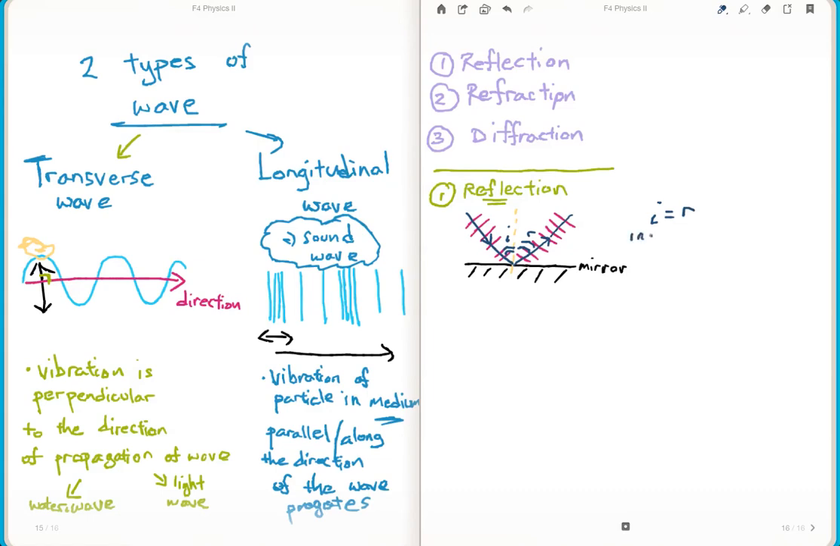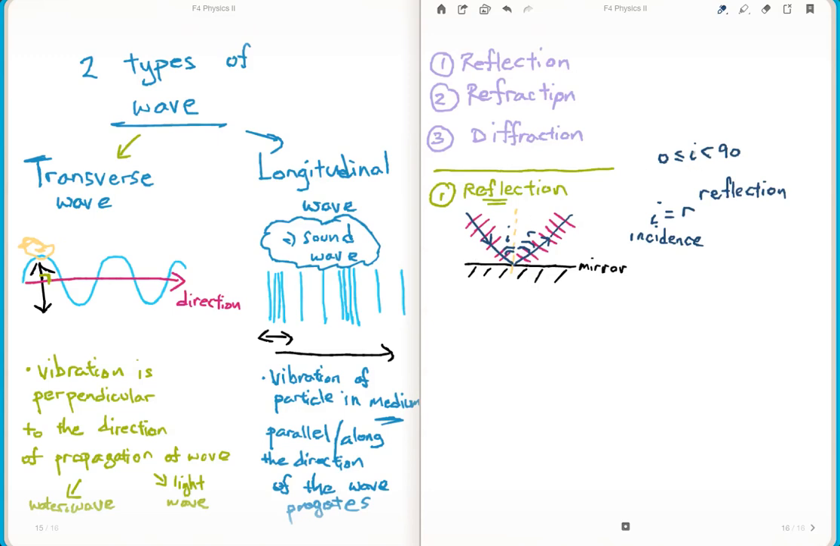Just in case, I hope you have gone through my Form 4 chapters. Incidence, and this is the reflection. If you haven't, then I hope this will help you out with it. So the condition would be 0 ≤ i < 90. There's no way that the incident angle could be 90, because 90 will be flat here already, coming from here. So there's no way to do that.